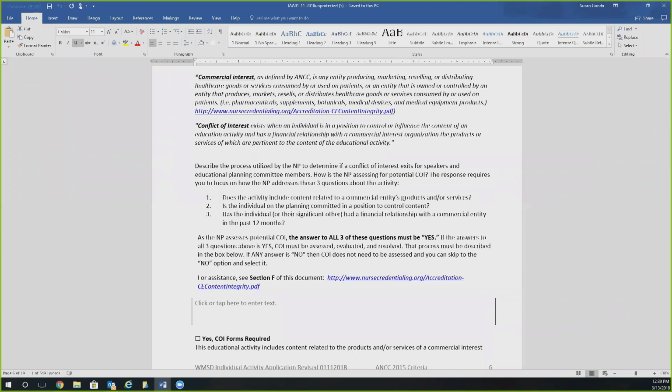There are a number of ways you can resolve the conflict. You can take that person off of the planning committee or off of the speaking engagement. You can modify their presentation in some way so that they are not presenting the information about those services. They are spelled out on the conflict of interest forms. If you have a conflict of interest, you need to go to that form and resolve the conflict, because you cannot offer CNE credit for any activity, or any presentation within that activity, that has a conflict of interest.